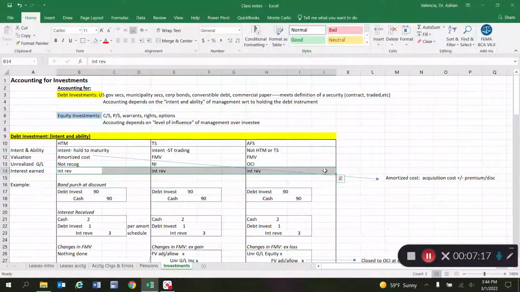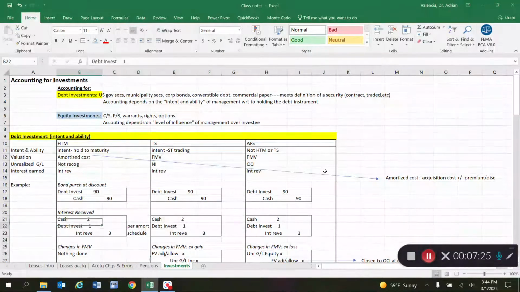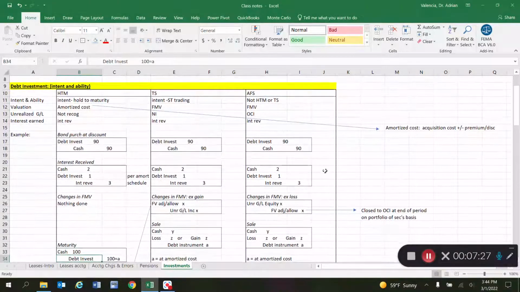Okay, so let me give you some examples so that you can contrast these. In the first example here, held to maturity, I'm going to give you an example as if I had purchased a bond at a discount. Now, we could do the illustration with a premium. It's the same thing. We'll have to change some things around, but you've been exposed to this before, so you should know how to do the accounting if it's a premium. But let's go ahead and look at the discount example.